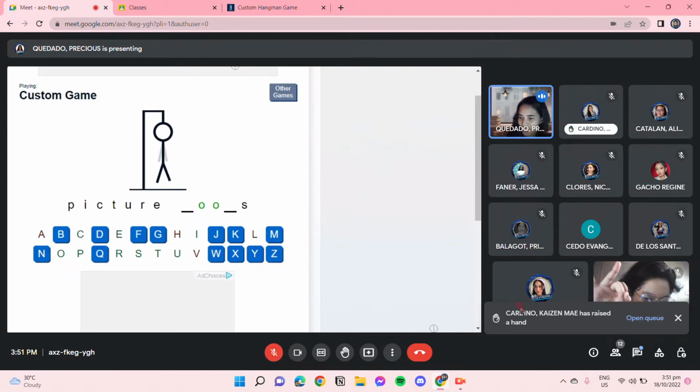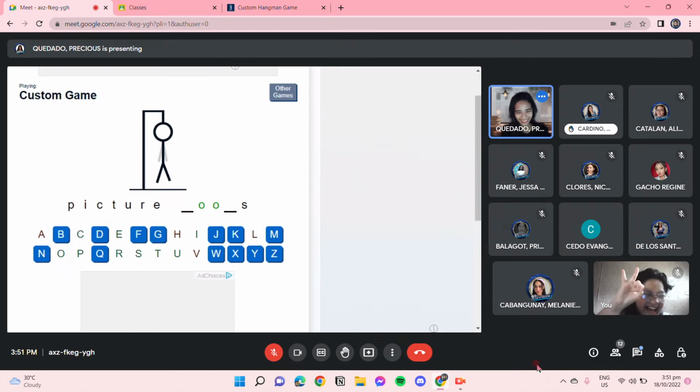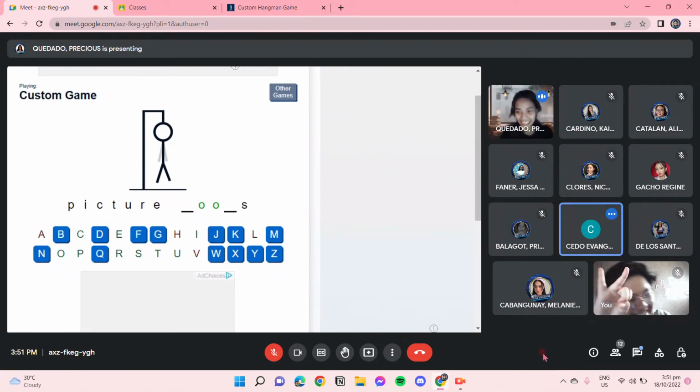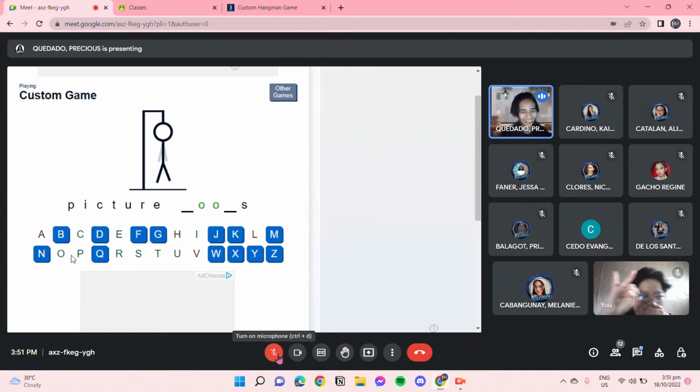You still have 2 chances na. I just have 2 chances na lang. So, clue. B, children literature. Literature. Ala ka! Letter B! Letter B is correct.